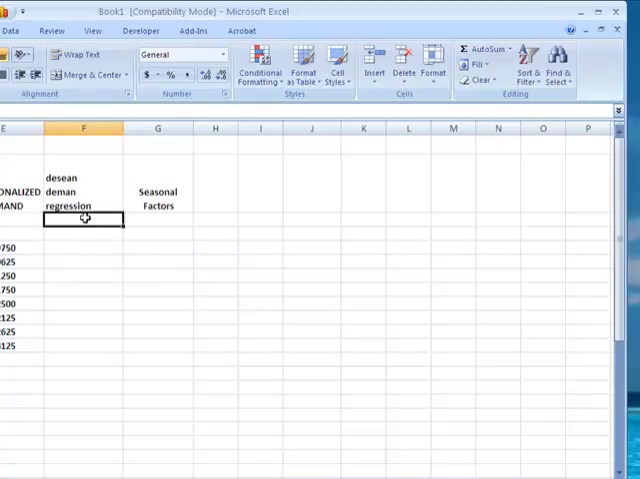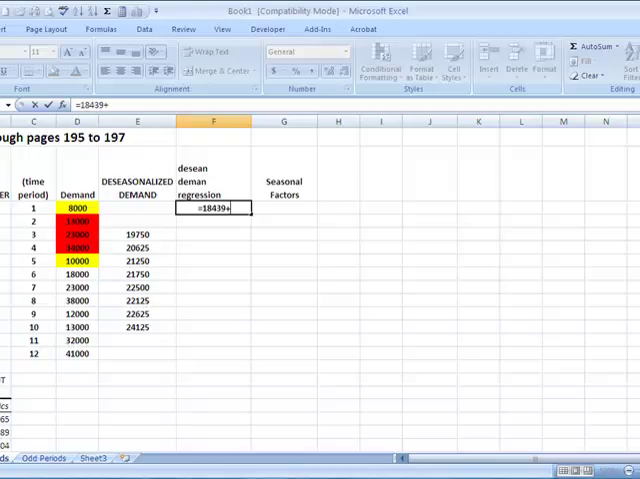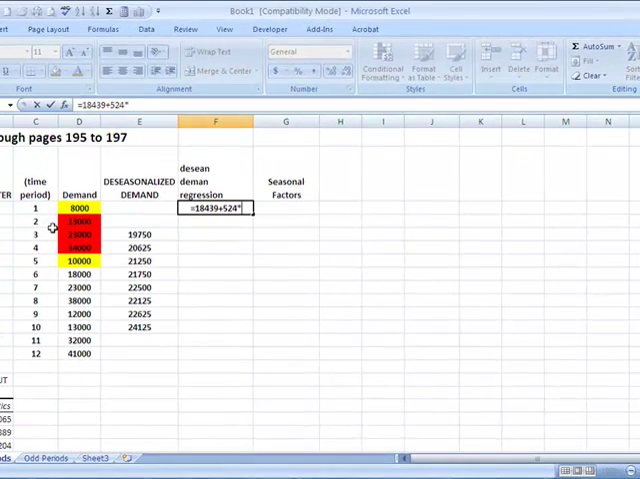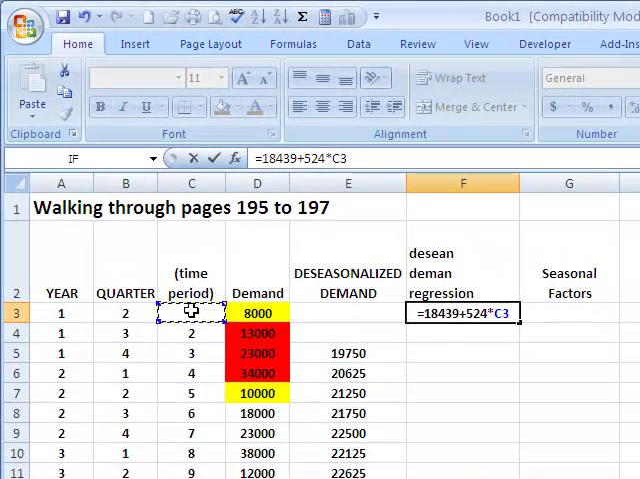You will come here then, and you will write a regression equation to compute the deseasonalized demand regression column, the estimated deseasonalized demand. So it was 18,439 plus, and that is your level, or your point of intercept, plus 524 times the time period that we have.